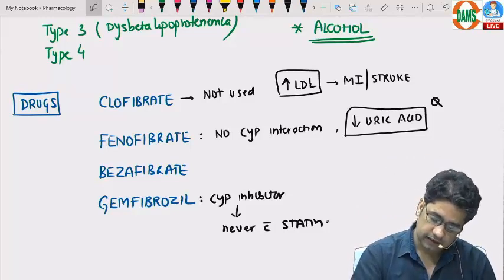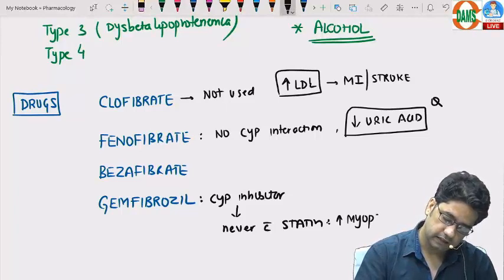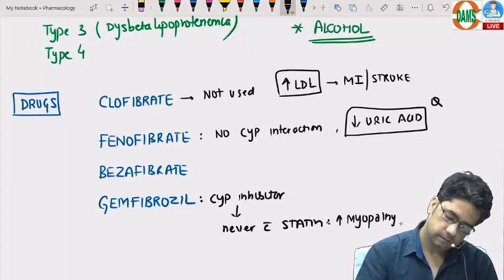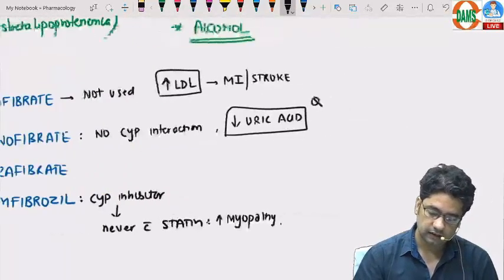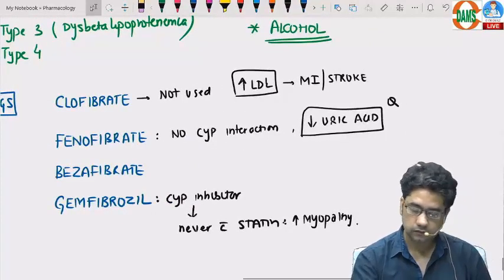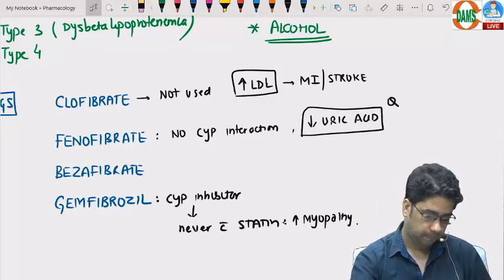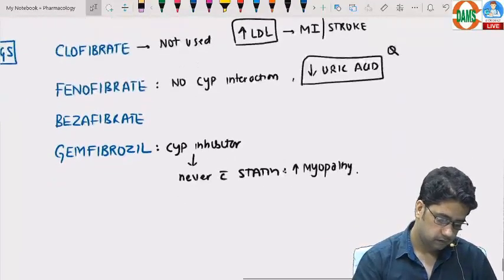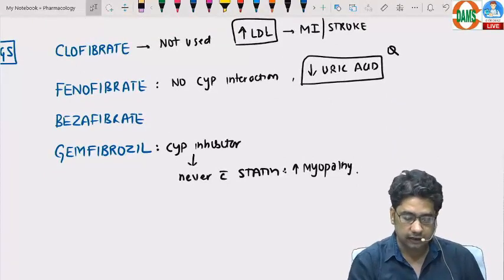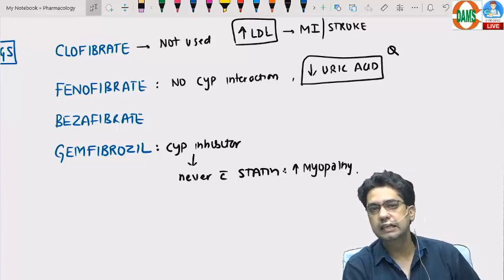Because it will increase the risk of which condition? Myopathy. It will increase the risk of myopathy. Done. Now, can you tell me the best drug to be combined with statin?